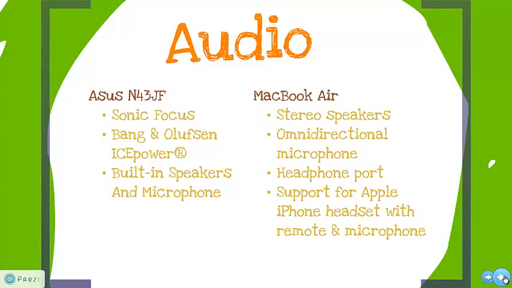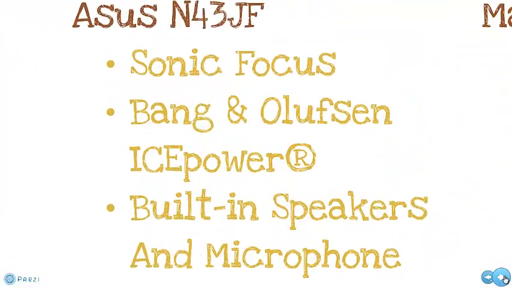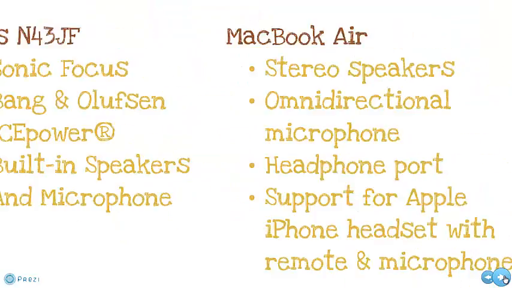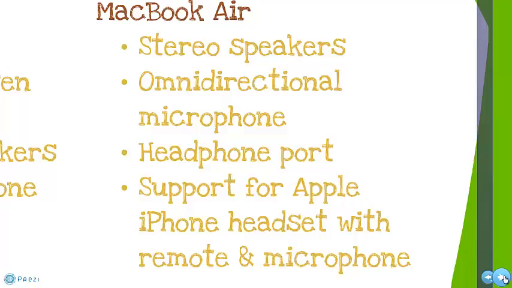Lastly, for the audio part, Asus N43JF consists of Sonic Focus, Bang & Olufsen Ice Power, as well as built-in speakers and microphone. MacBook Air consists of stereo speakers, omnidirectional microphone, headphone port, and support for Apple iPhone headset with remote and microphone.